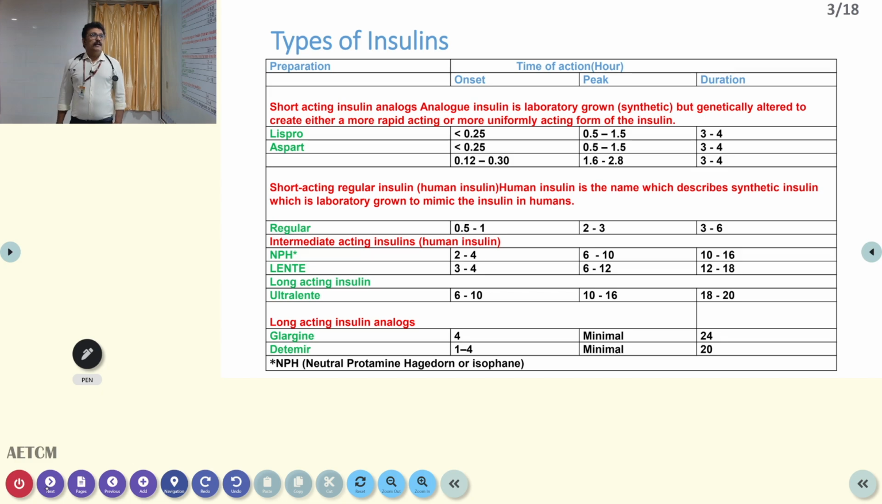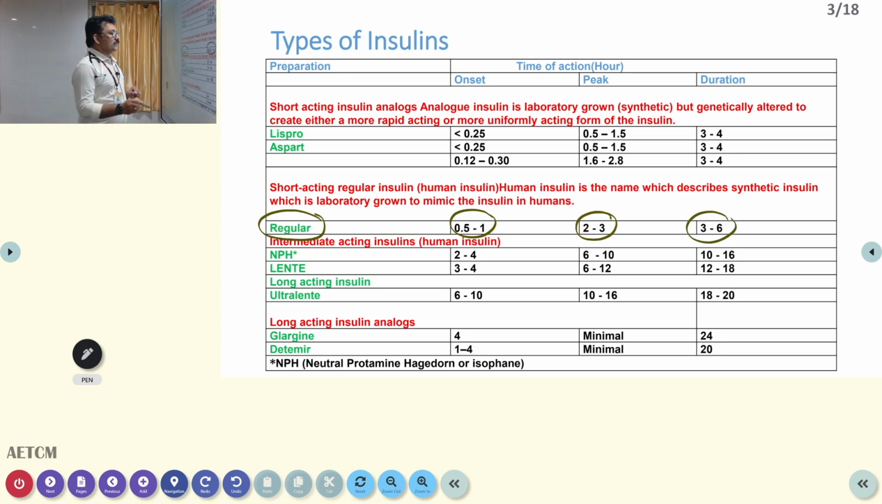Now we'll see different types of insulin here. Regular insulin we have already seen. It is the most commonly used and cheapest insulin available. The onset will be 0.5 to 1 hour, so it is a very fast-acting human insulin. The action peak will be 2 to 3 hours, and the duration will be 3 to 6 hours.